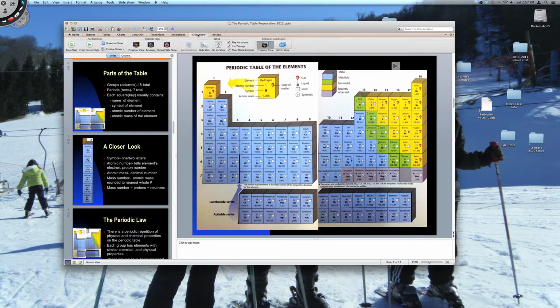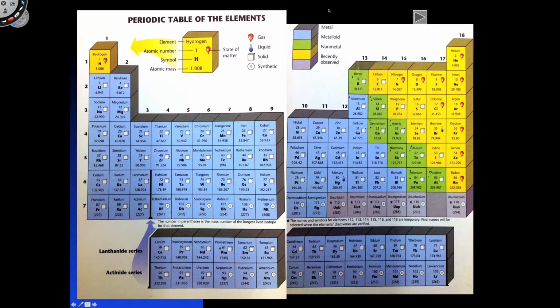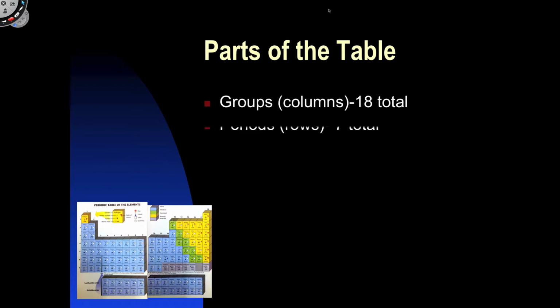Part 2 of the periodic table slideshow. We've already talked about the history, and we discussed Mendeleev and how he organized his periodic table by increasing atomic mass. And the current table of today we see here, and it is organized by increasing atomic number. And we said that it has a lot of solids and a lot of metals. And I think you can see from the periodic table color coding that that's pretty obvious. So let's go a little further. Let's talk about the parts.